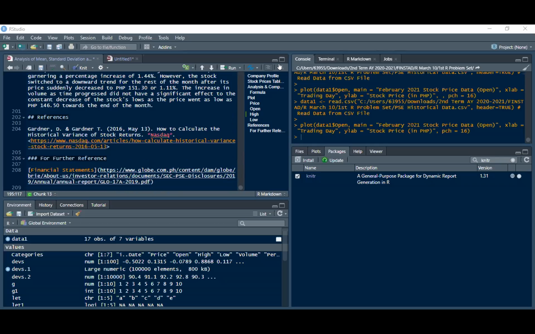Okay, anything more, Group 5? That concludes the presentation po. Thank you so much for listening. Thank you so much, Group 5. Palakpakan natin ang Group 5. Okay, very good report, Group 5. Comprehensive siya.